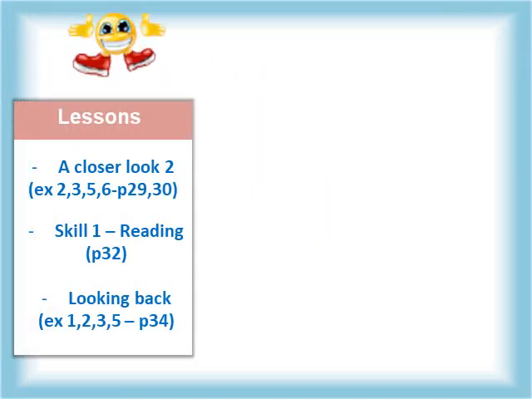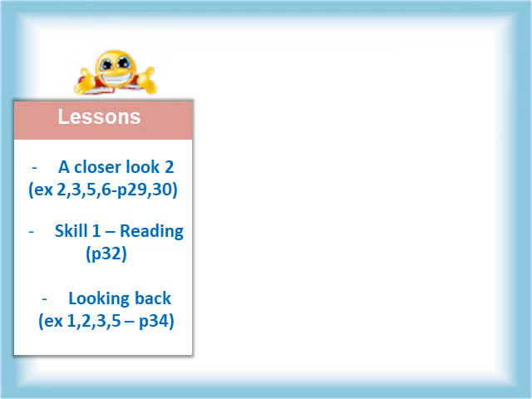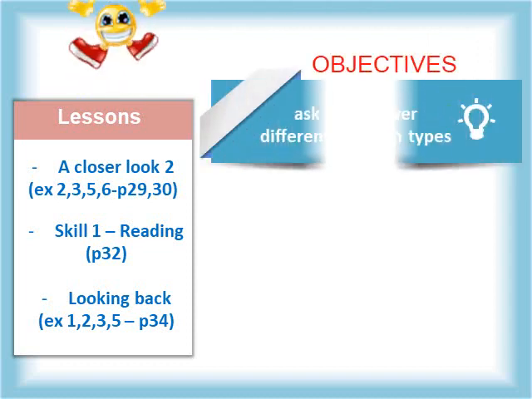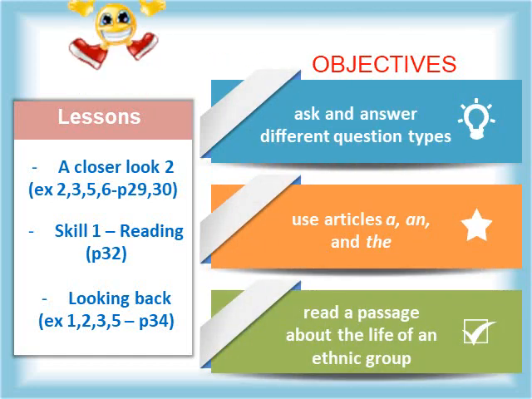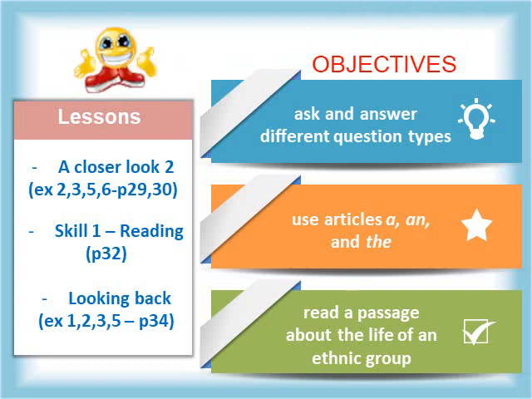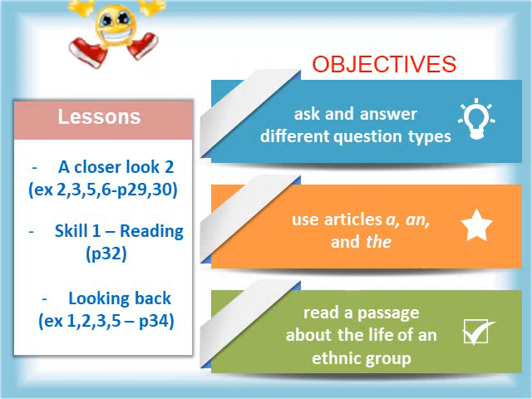Lesson today is about three parts. Part 1, a closer look 2. Part 2, skill 1 reading. The last one, looking back. Now you see the objectives of the lesson. First, ask and answer different question types. Second, use articles a, an, and the. Finally, read the passages about the life of an ethnic group.